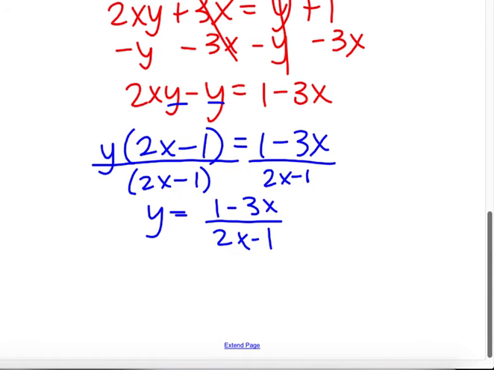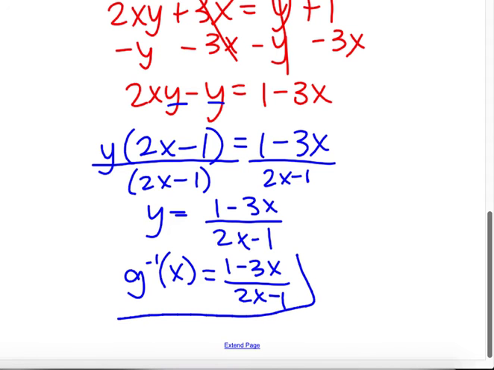And then I'd replace my y with f negative 1, or I guess in this case it's a g. g negative 1 of x is equal to 1 minus 3x over 2x minus 1. You can verify that on a calculator if you'd like to. I'm not going to do it for this one.